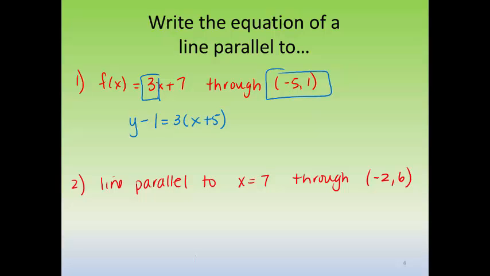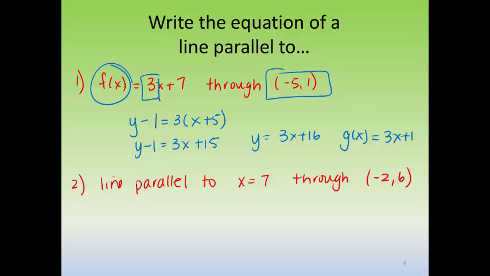Yes, you can distribute and go ahead and put this in slope-intercept form if you want. This is perfectly acceptable. It is a parallel line that goes through that point. If you want to write it in function notation, we would have to continue to solve it. So y minus 1 equals 3x plus 15, and y equals 3x plus 16. And so my new line, which I cannot call f of x because this one is f of x, the parallel line is g of x equals 3x plus 16. And these two lines have the same slope with different y-intercepts, making them parallel.